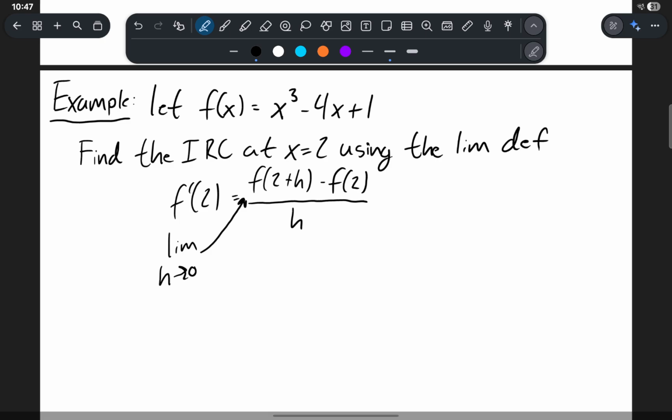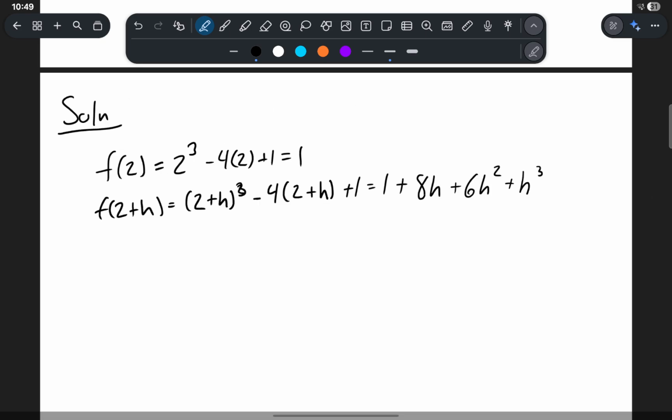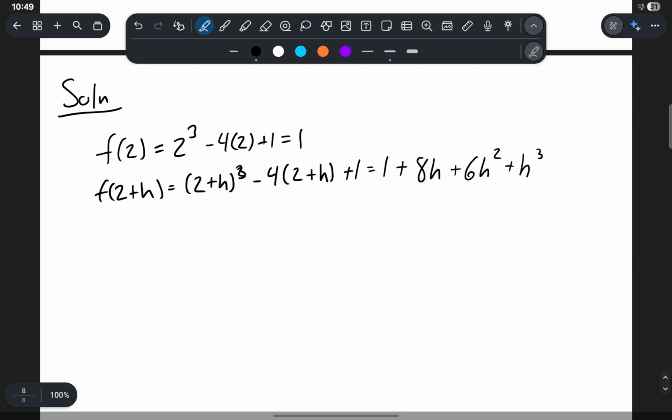So now we have an example using the limit definition. We have a function. We want to let f of x equal x cubed minus 4x plus 1. And we want to find the instantaneous rate of change at x equals 2 using the limit definition. So here is basically the equation we want to use, and then we'll get to the work right now. Okay, so you want to start off by plugging in the values into the equation, and for f of 2 plus h, I end up getting 1 plus 8h plus 6h squared plus h cubed.